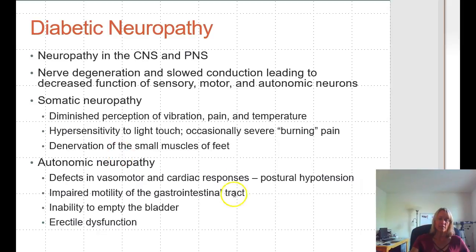Autonomic neuropathy, so this is of the autonomic nerves, can lead to defects in vasomotor and cardiac responses, which can lead to hypotension, impaired motility of the GI tract, impaired ability to empty the bladder, and erectile dysfunction.